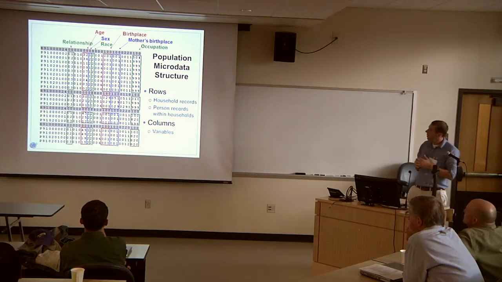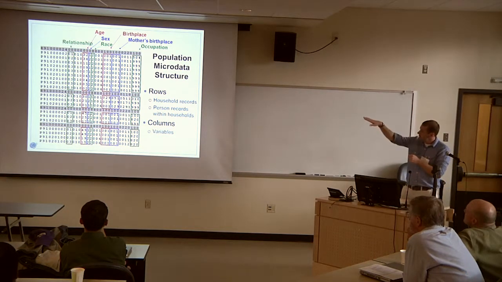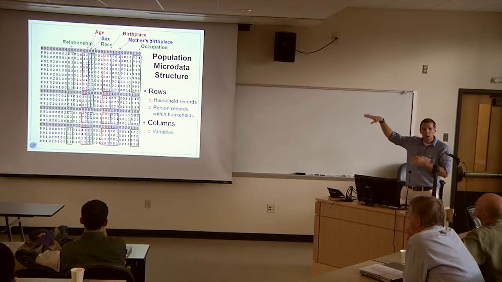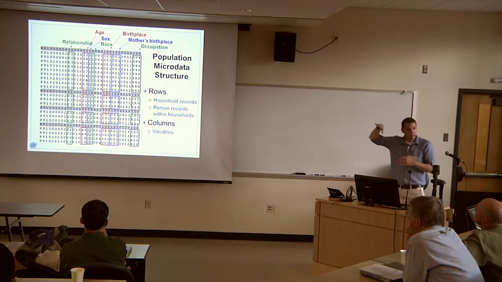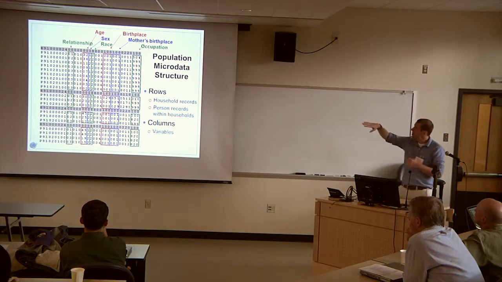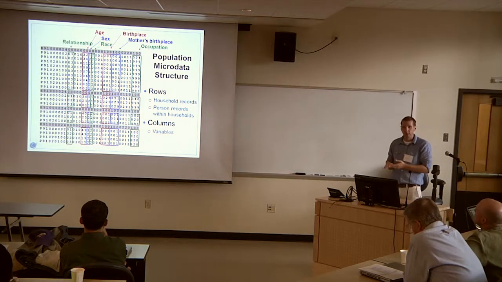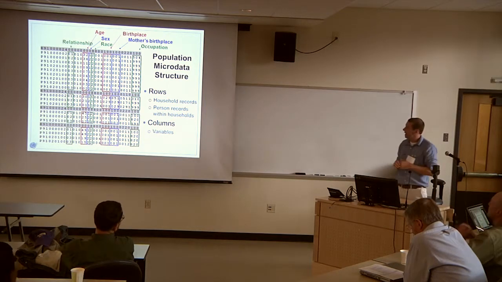The columns are variables. So you can see here at the MPC, we have linked the head of the household. That's the relationship 1. We've linked the wife to the husband. We've linked the children to the parents. We know the age, sex, race, birthplace, mother's birthplace, occupation of all the people in this household. We have a very rich set of attributes here. The one drawback is geography, and I'll get to that in a second.